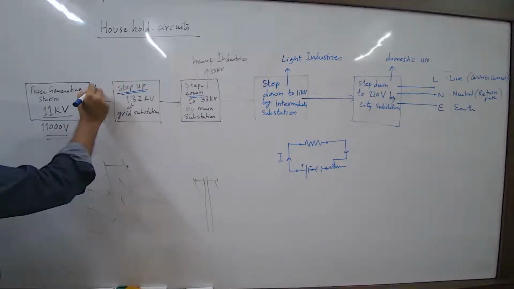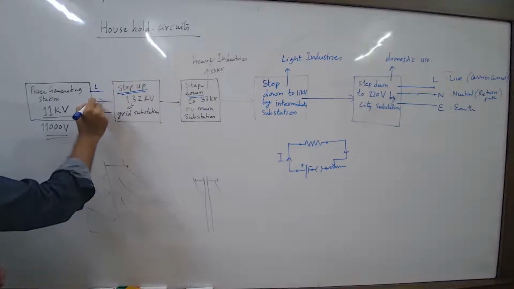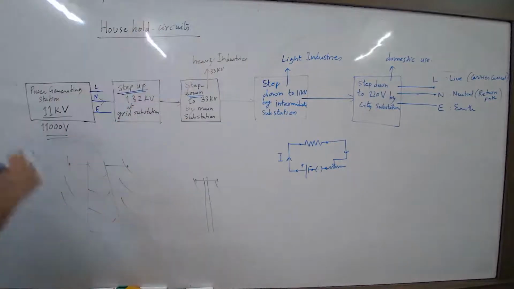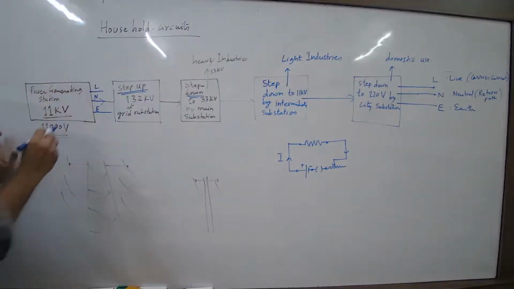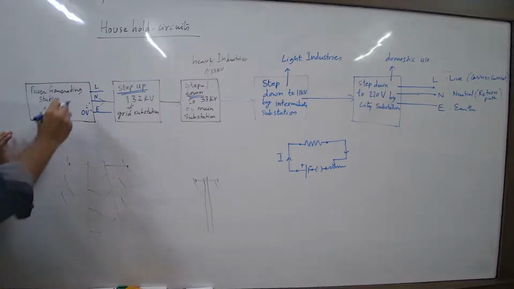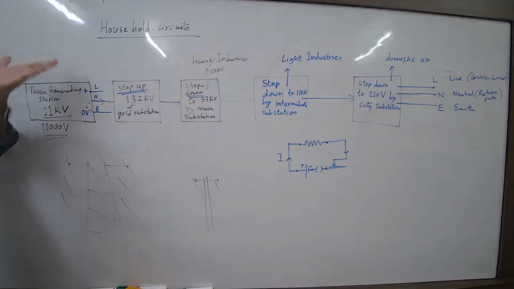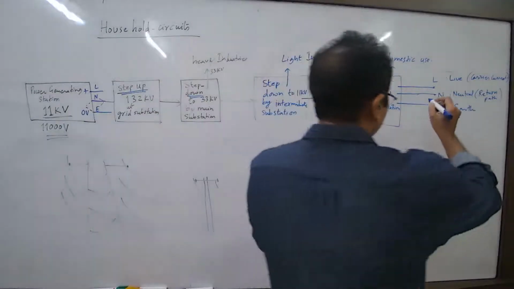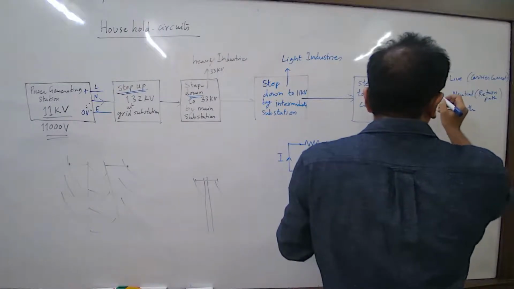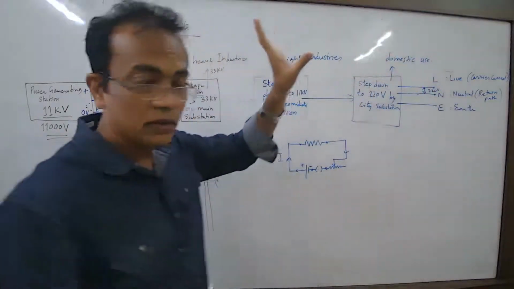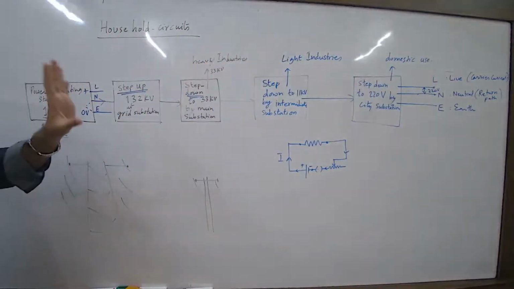So the three wires come from here also: live, neutral and earth. So it goes and comes back throughout. Now neutral and earth are connected at the same point, so they are at zero potential. This is at higher potential. From 0, this wire is at 11,000. But when it reaches home, what is this difference? 220. In our home, this difference is only 220. Got it? Understood?